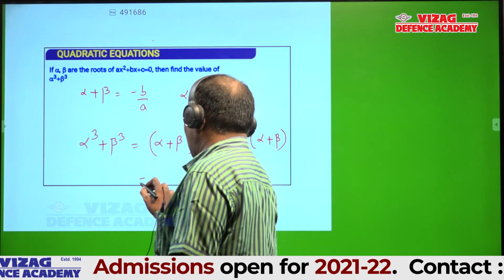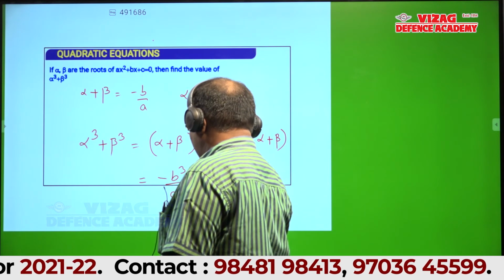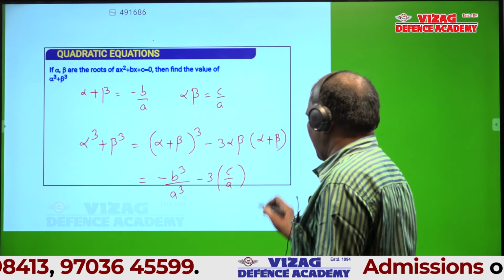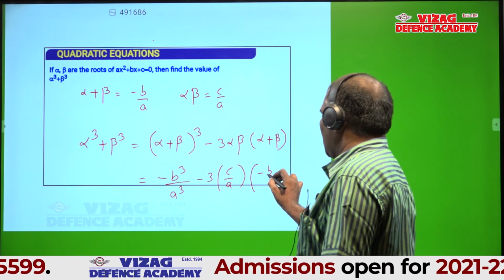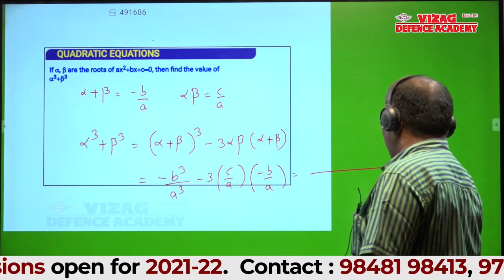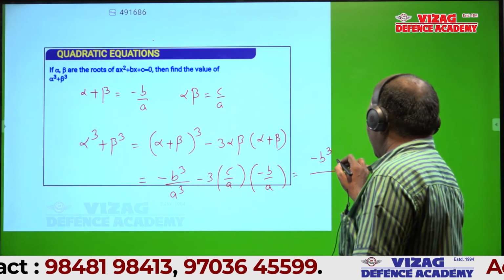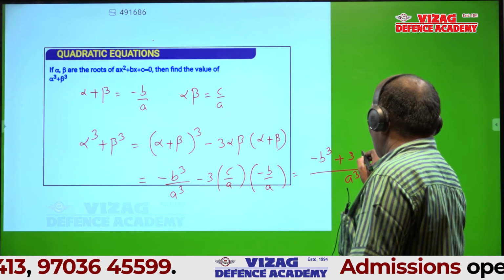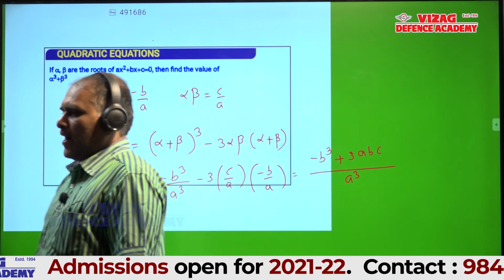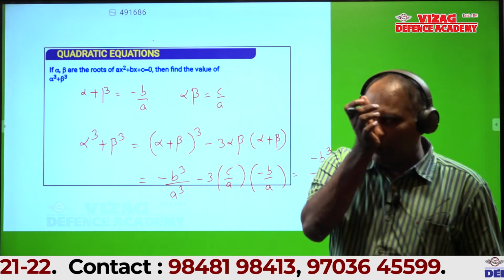Here that is equal to minus b cube by a cube. 3 into what is that value? c by a. What is alpha plus beta? Minus b by a. LCM is a cube, so it is minus b cube plus 3abc divided by a cube.